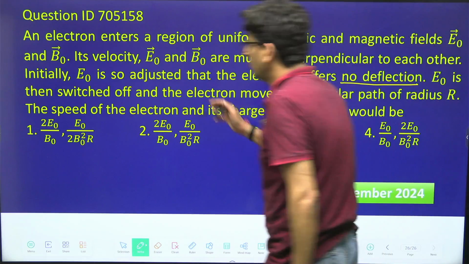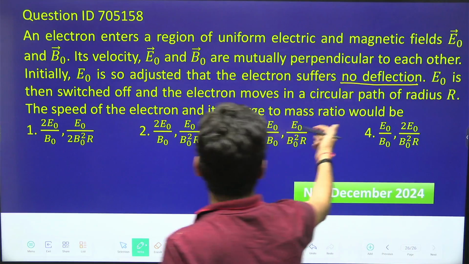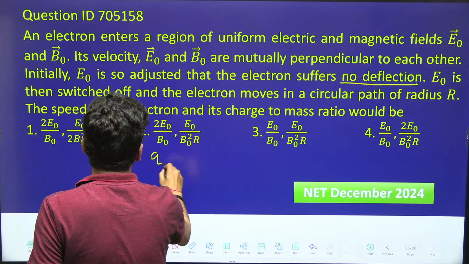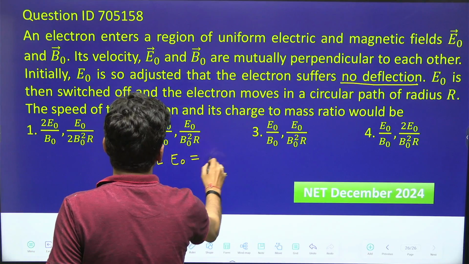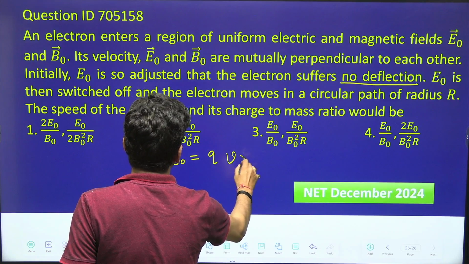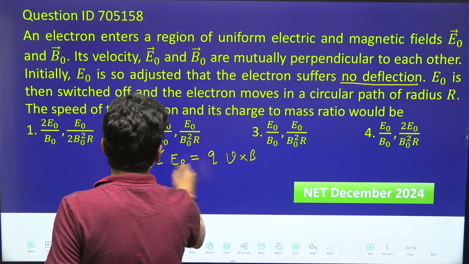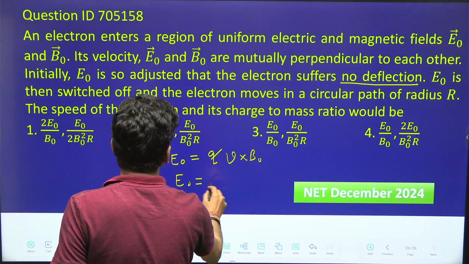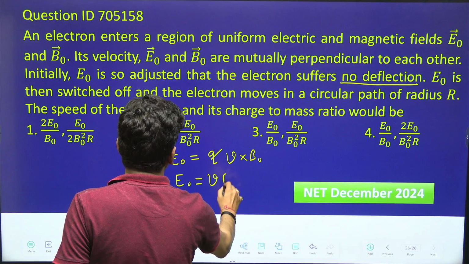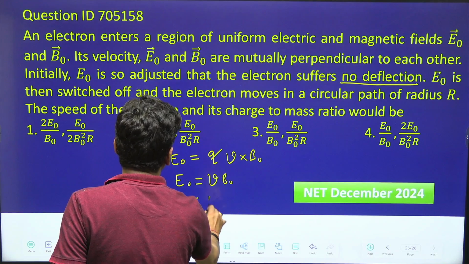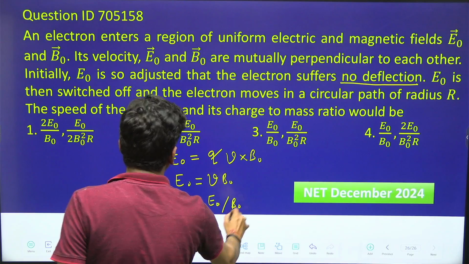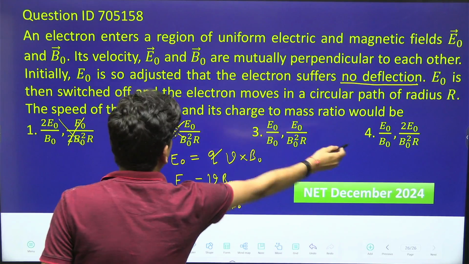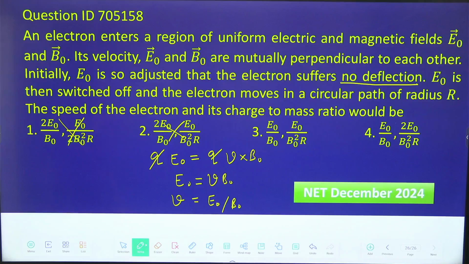Okay, so first of all, let us apply that there is no deflection. So that means q into E naught will be equal to q into v cross B, and this angle is 90 degree. So that means E naught is equal to v B naught. So v is equal to E naught by B naught. So we got the velocity. So this is incorrect, this is incorrect, this or this can be correct. E naught by B naught is the velocity.